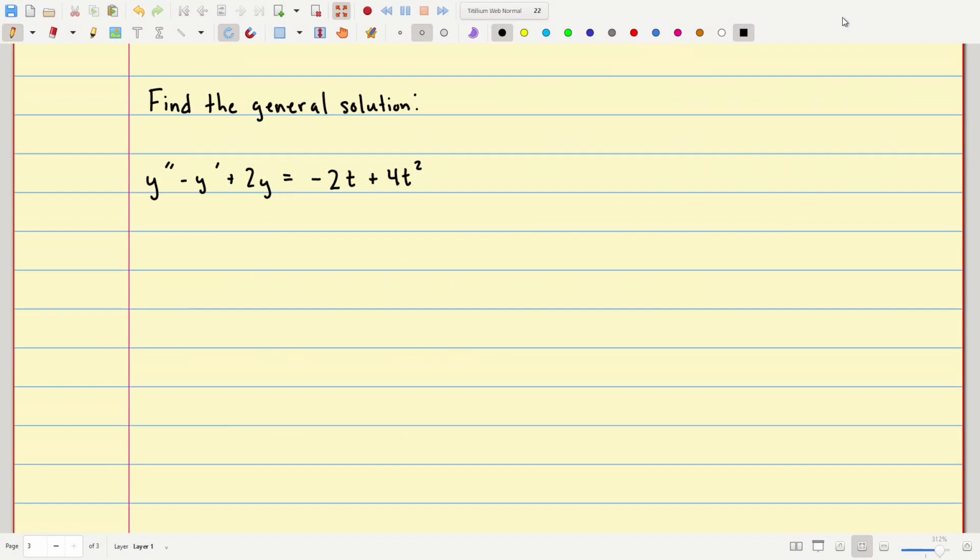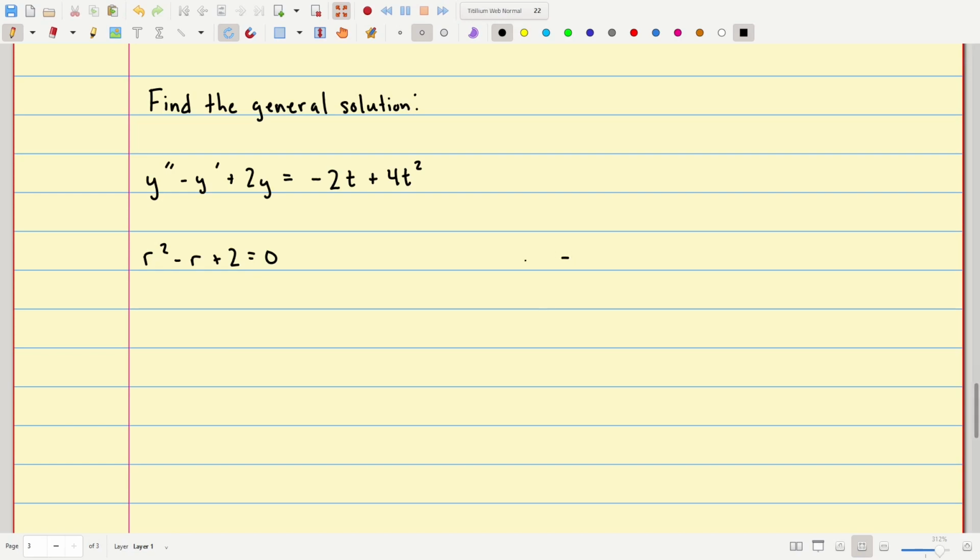Okay, next up, we've got a couple problems that we're going to do where we look at finding solutions to non-homogeneous equations using the method of variation of parameters. For this problem, we begin, of course, by looking at the homogeneous solution. R squared minus r plus 2 is our characteristic equation, and we look to see whether or not this is going to factor, and it appears that maybe it's not going to.